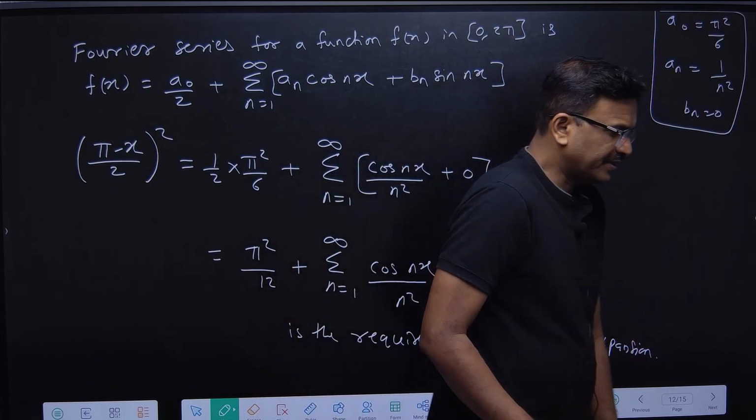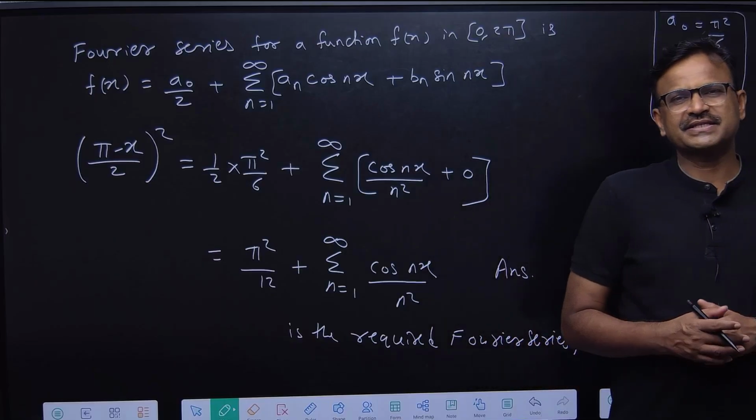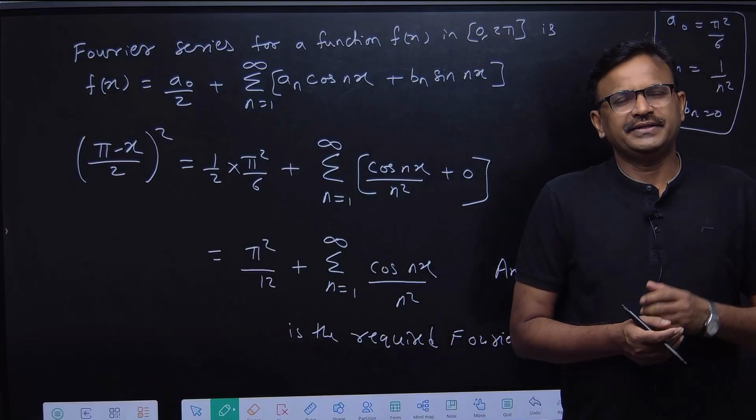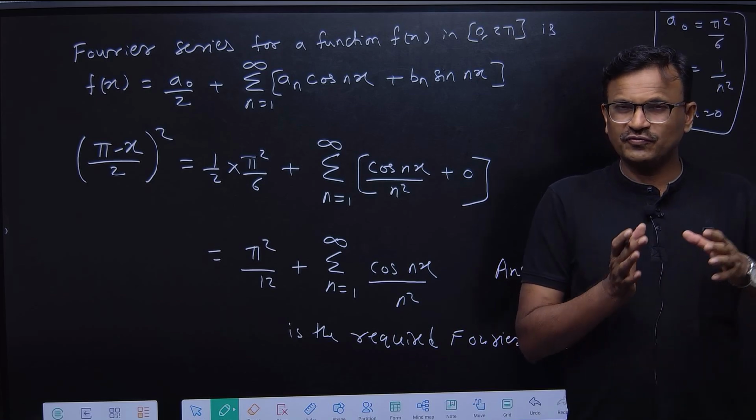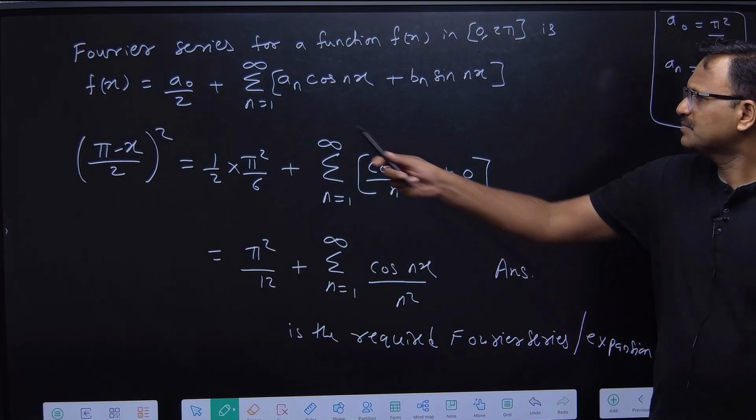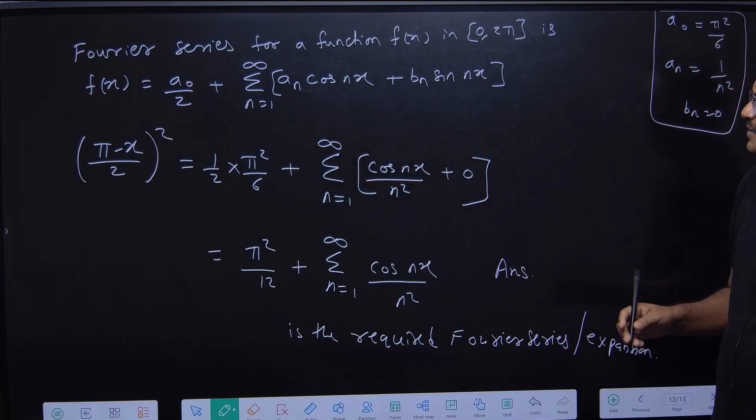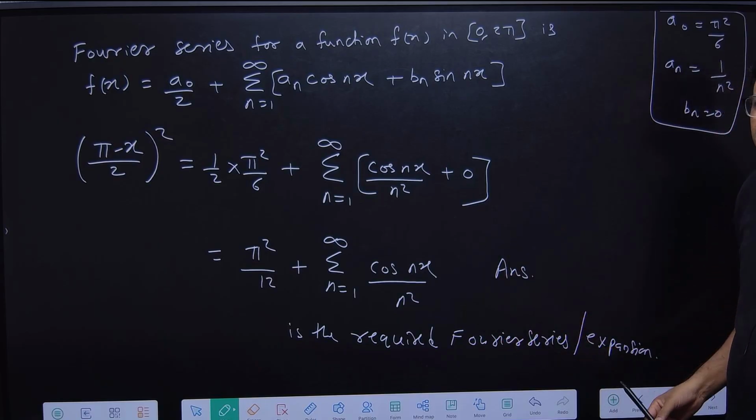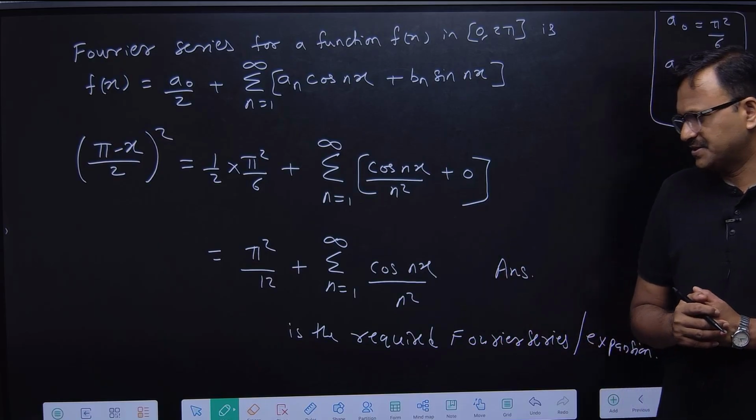So see here, the given function f of x was pi minus x upon 2 the whole square and the interval was 0 to 2 pi. The question was to find the Fourier series. We found out a0, an, bn and then substituted in this formula the respective values, and we got the required Fourier series.